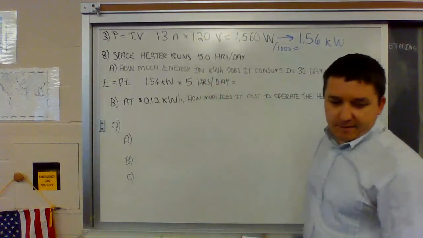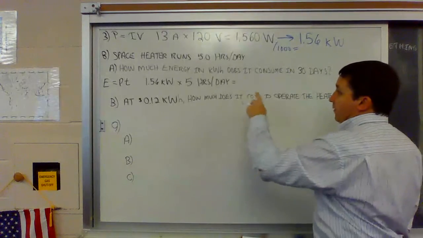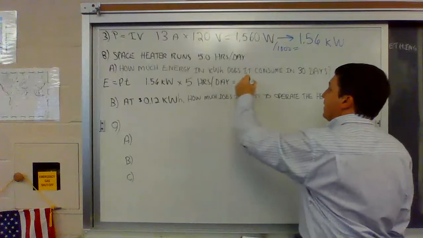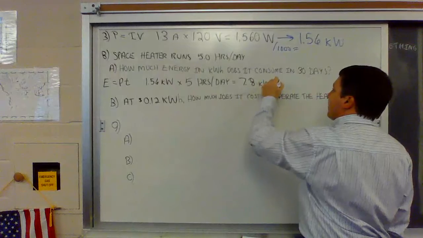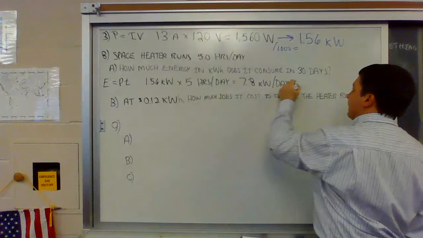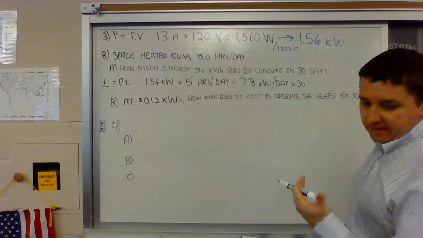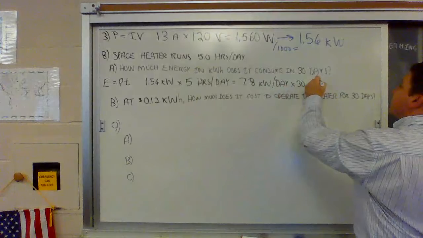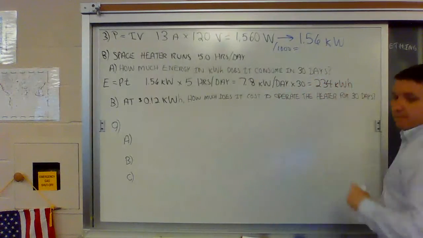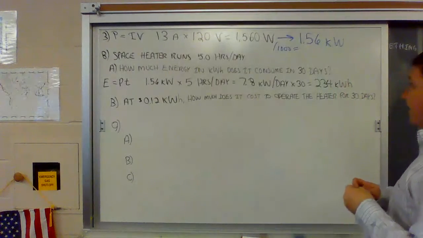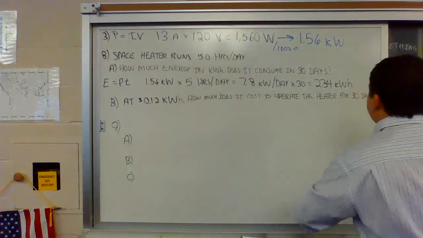And this is going to tell us how much energy in kilowatt hours it uses. Well, not quite. Once we multiply, this is the amount of energy it's using in one day: 7.8 kilowatt hours per day. Then you're going to multiply 7.8 times 30 because there's 30 days in the month. Not all months have that, I know, but that's just what we're going with. So 7.8 times 30 is 234 kilowatt hours. So that's the answer to part A.